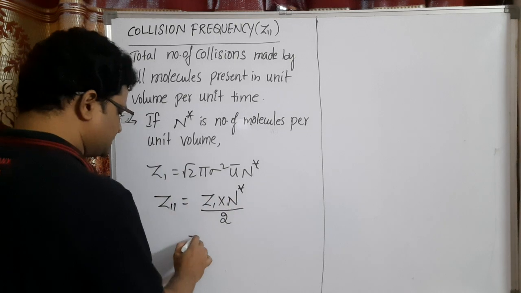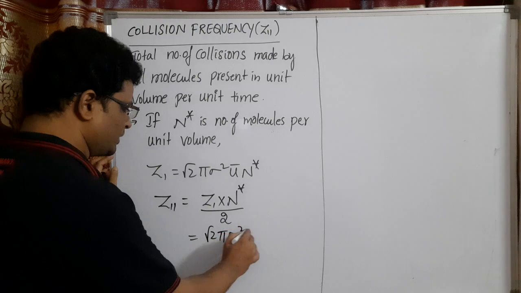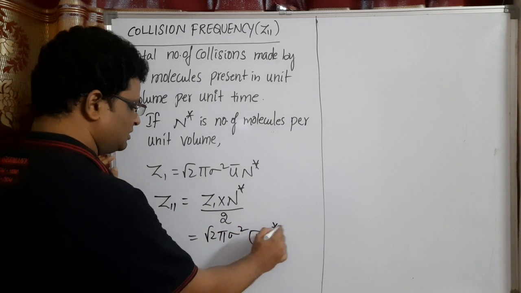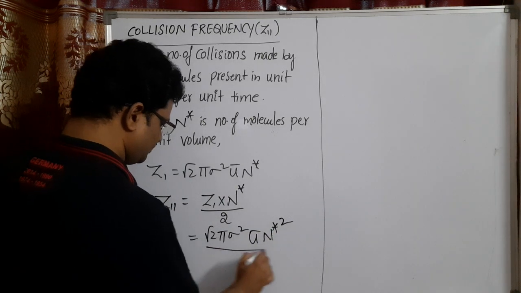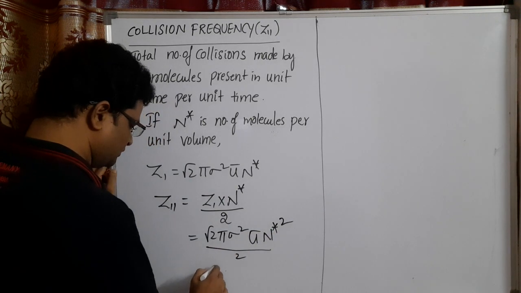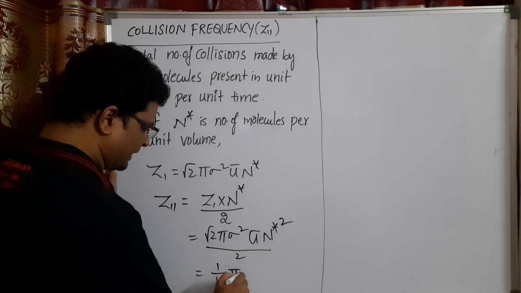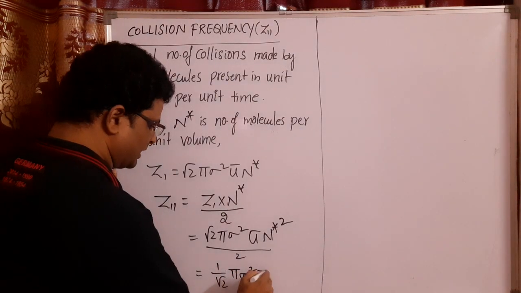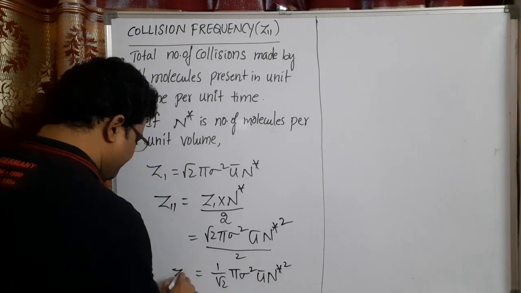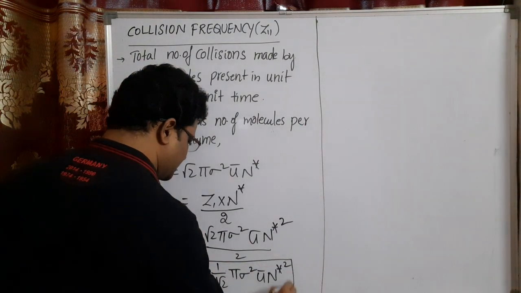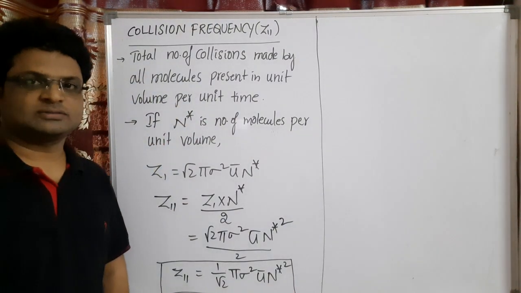Then the expression for Z11 becomes root 2 pi sigma square u bar n star, of n star whole square, by 2. Therefore root 2 by 2 becomes 1 by root 2. So Z11 equals 1 by root 2 pi sigma square u bar n star whole square. This is the formula for the collision frequency of a gas containing the same type of molecules.